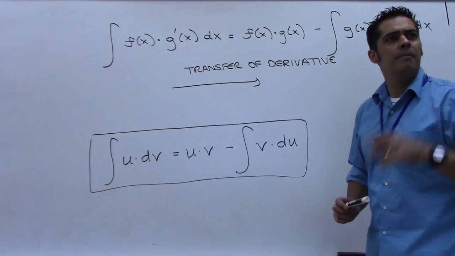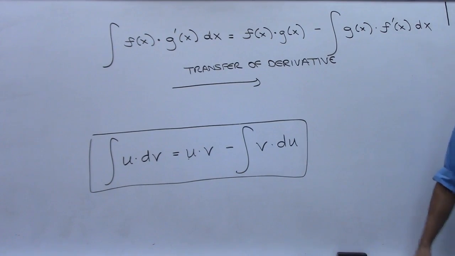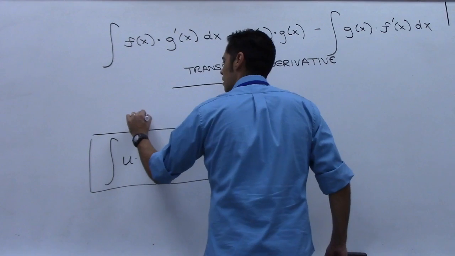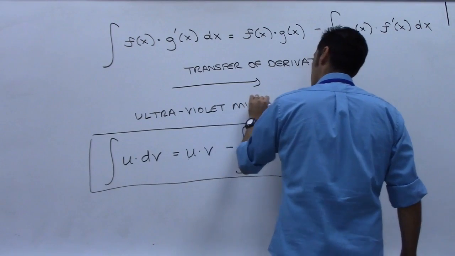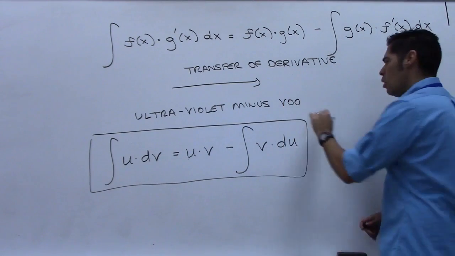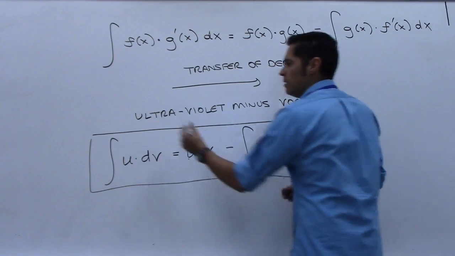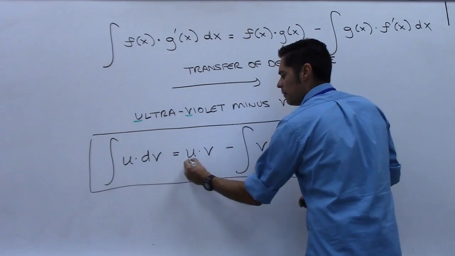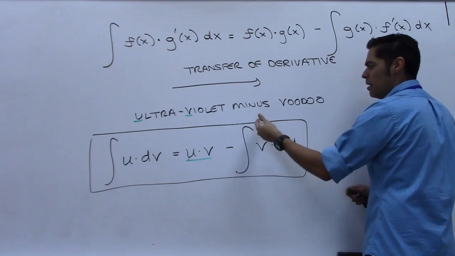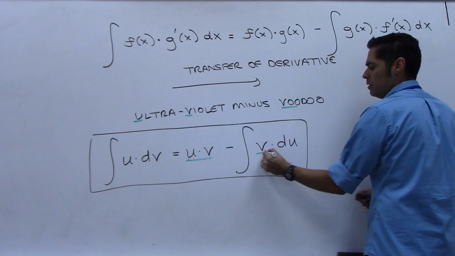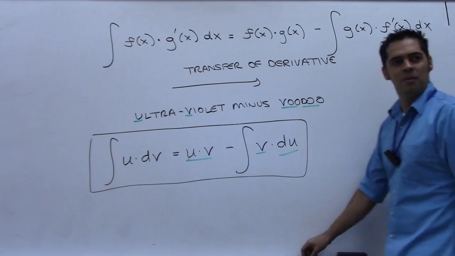And you know what? I forgot to write it in my notes. I meant to write this in my notes, not the v prime. So look at this and then say to yourself, ultraviolet minus voodoo, voodoo. So ultraviolet, u times v, minus, now there's an integral here, you just have to remember the integrals here, minus the new integral, which is voodoo. Voodoo. Right? Ultraviolet minus voodoo.